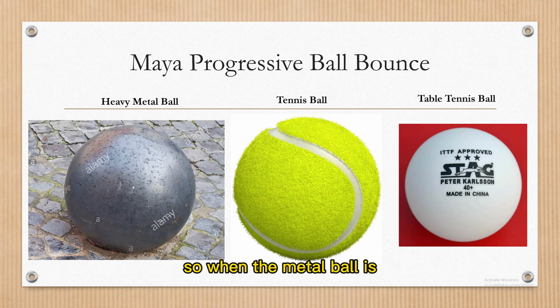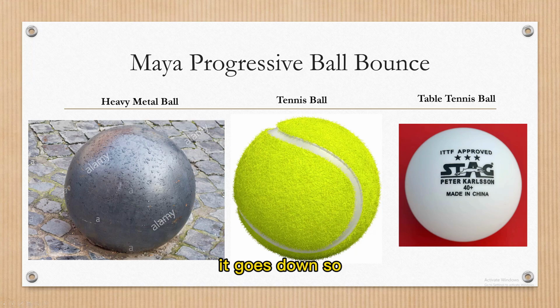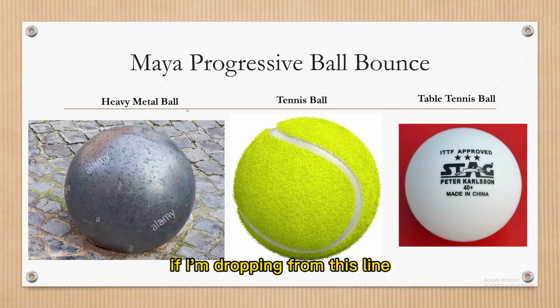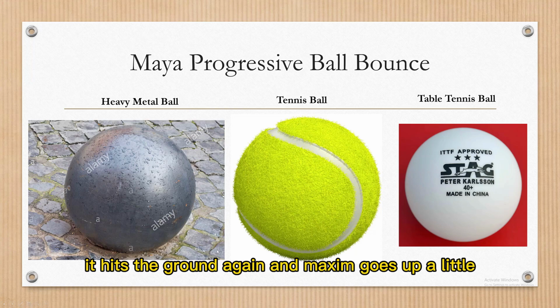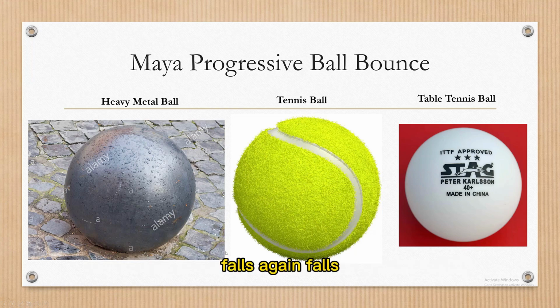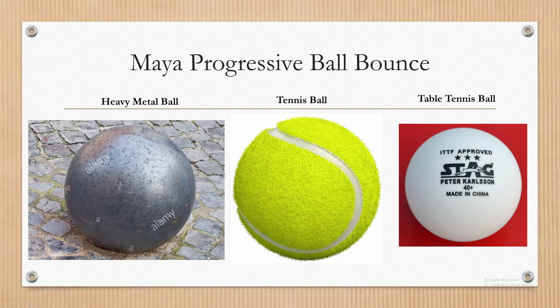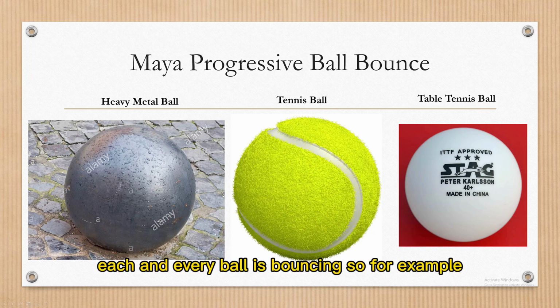Okay, so when the metal ball is left in the air, for example, imagine I'm dropping a metal ball from here, it goes down, there are no chances that the metal ball will jump so high. The maximum possibility is, if I'm dropping from this line, the metal ball will come down here, hit the ground, go up a little, fall again, and it stops. So maximum 3 bounces it might have. In this way, we need to observe how each and every ball is bouncing.